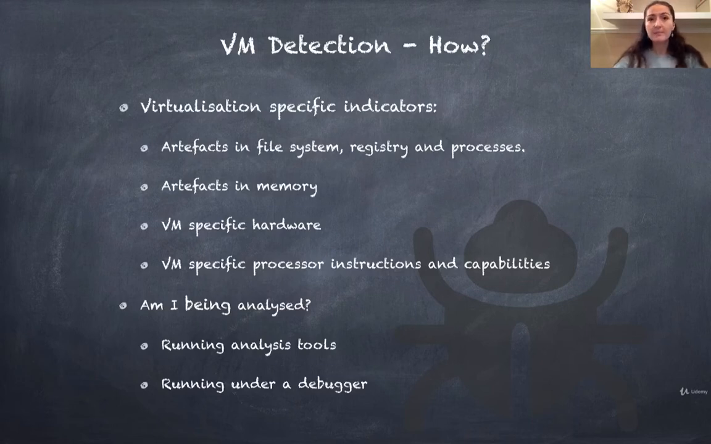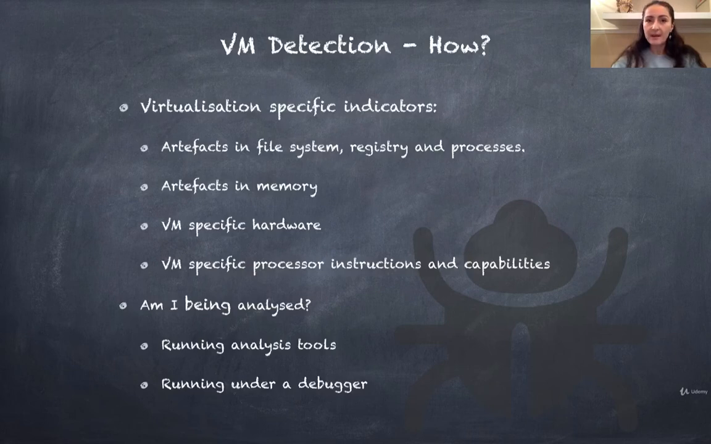Looking for specific processor instructions and capabilities. Each virtualization software has specific processor instructions used for its own purposes. For example, VMware establishes a communication channel with the host, necessary for shared clipboard, drag and drop files, time synchronization, and so on, by modifying certain x86 instructions. These modifications are documented and anyone can search for them.